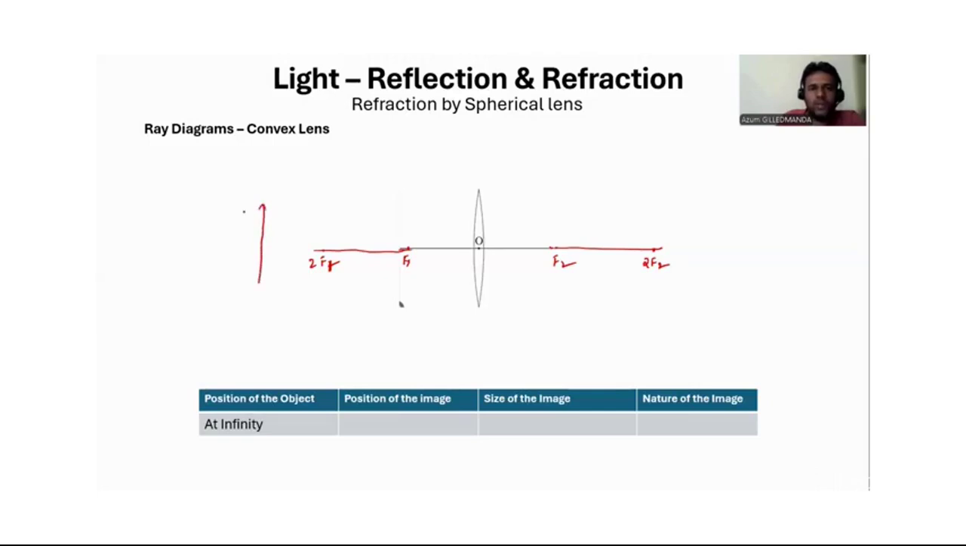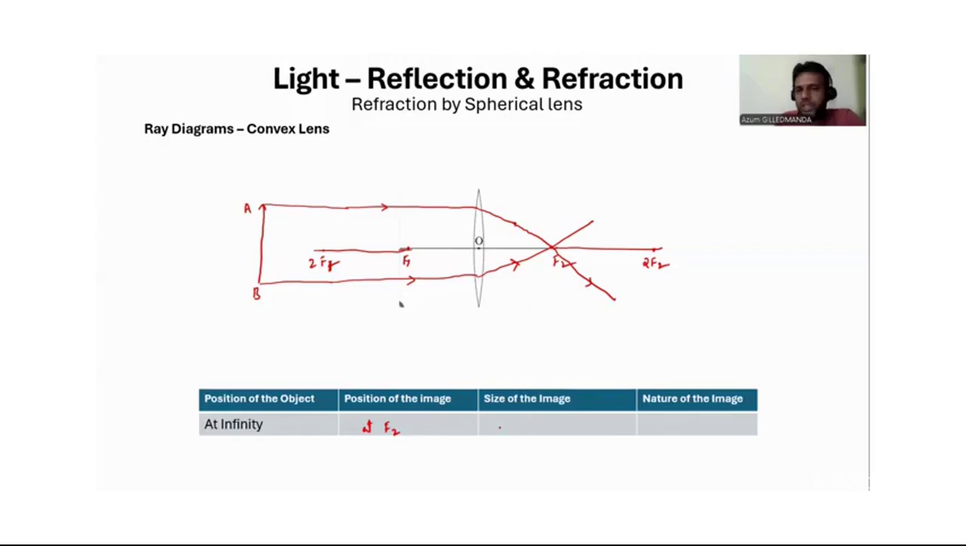Now, what happens if an object is at infinity? Let's say this is object AB. If a parallel beam of light is incident onto the convex lens, it converges through the focus on the other side, that is F2. So what type of image is forming here? What image is being formed? If the object is at infinity, the position of the image is at F2.